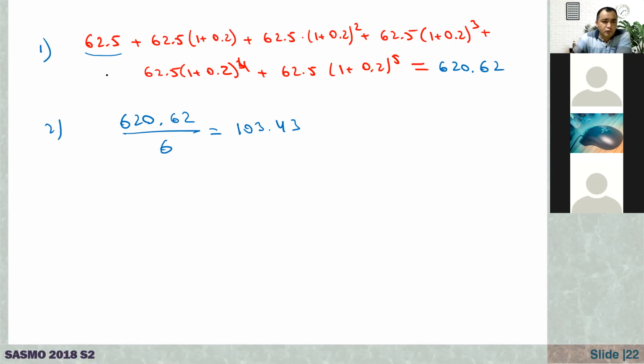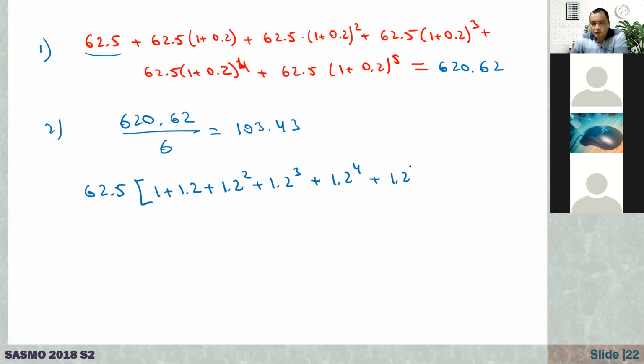Just calculate this one. 62.5 is a common factor. So take this out, 62.5. Inside the bracket, what do we have here? 1 plus 1.2 plus 1.2 squared plus 1.2 cubed plus 1.2 to the power of 4 plus 1.2 to the power of 5, only until 5, right?